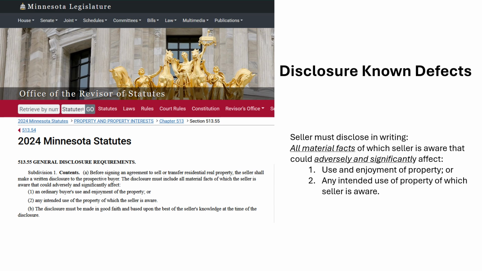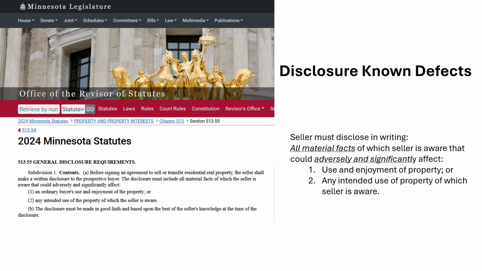The Minnesota disclosure law requires the seller to identify all material facts of which the seller is aware that could adversely and significantly affect 1. An ordinary buyer's use and enjoyment of the property, or 2. Any intended use of the property of which the seller is aware. Interestingly, the Minnesota law does not look to the effect of a defect on property values, but instead looks to the use and enjoyment of the property by the purchaser.